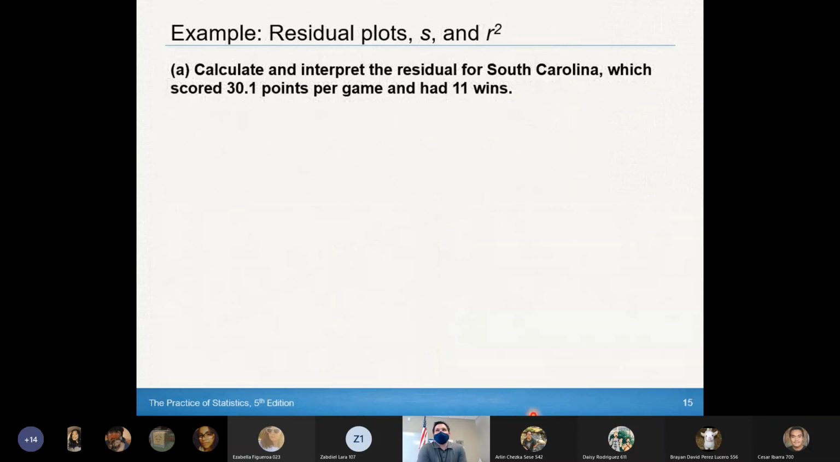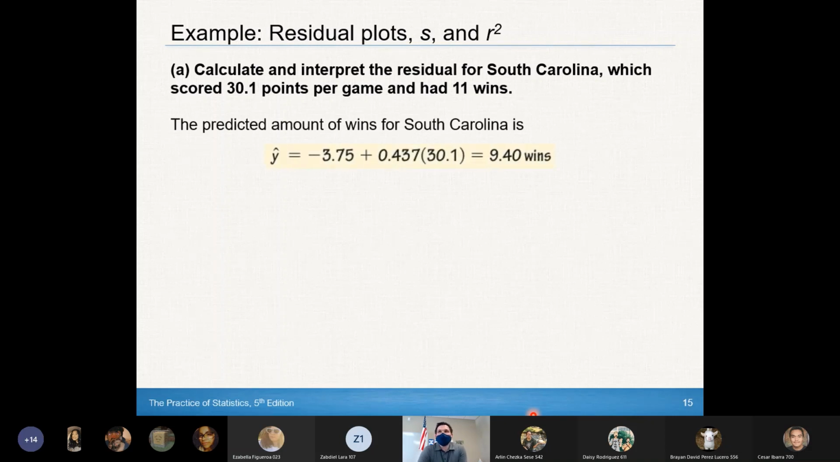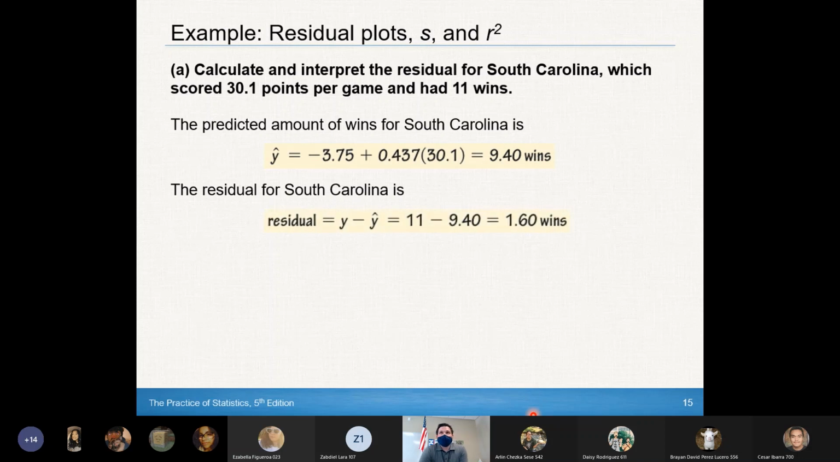So we're going to calculate and interpret the residual for South Carolina, which scored 30.1 points per game and had 11 wins. The predicted amount of wins for South Carolina is, and this is where they use the y hat formula, based on the number of points per game they scored, they should have had 9.4 wins. Residual, y minus y hat, which is their 11 wins minus the 9.4 expected wins, is 1.6 wins.